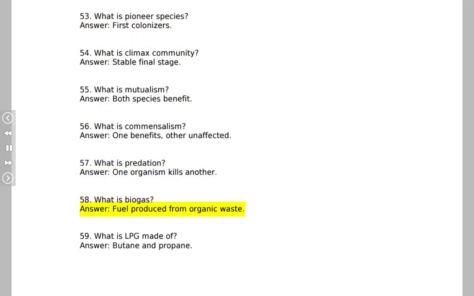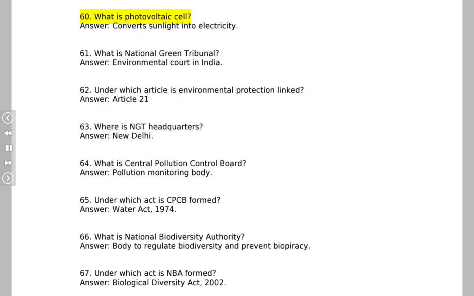58. What is biogas? Answer. Fuel produced from organic waste. 59. What is LPG made of? Answer. Butane and propane. 60. What is photovoltaic cell? Answer. Converts sunlight into electricity.